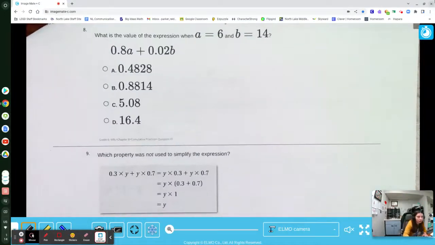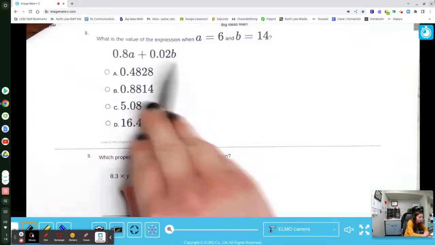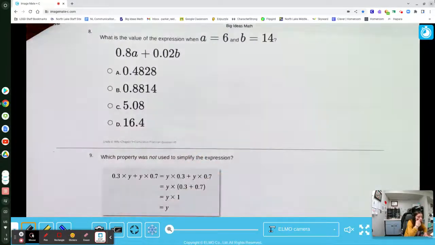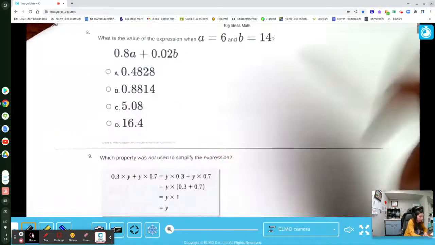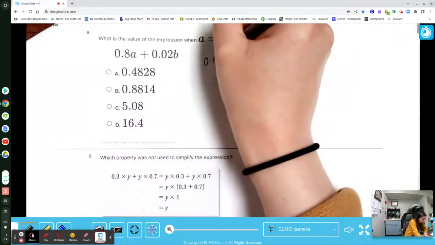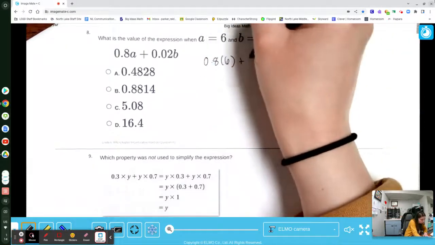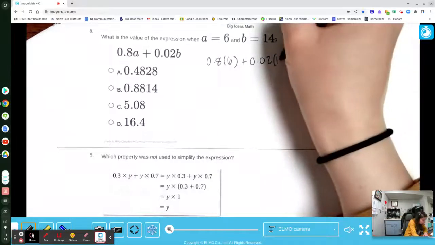Number 8, what is the value of the expression when a equals 6 and b equals 14? So I'm going to replace a with 6 and b with 14 in this expression. Remember, when the number touches the variable, it means they are multiplied. So it's going to say 0.8 times 6, plus 0.02 times b, which is 14.